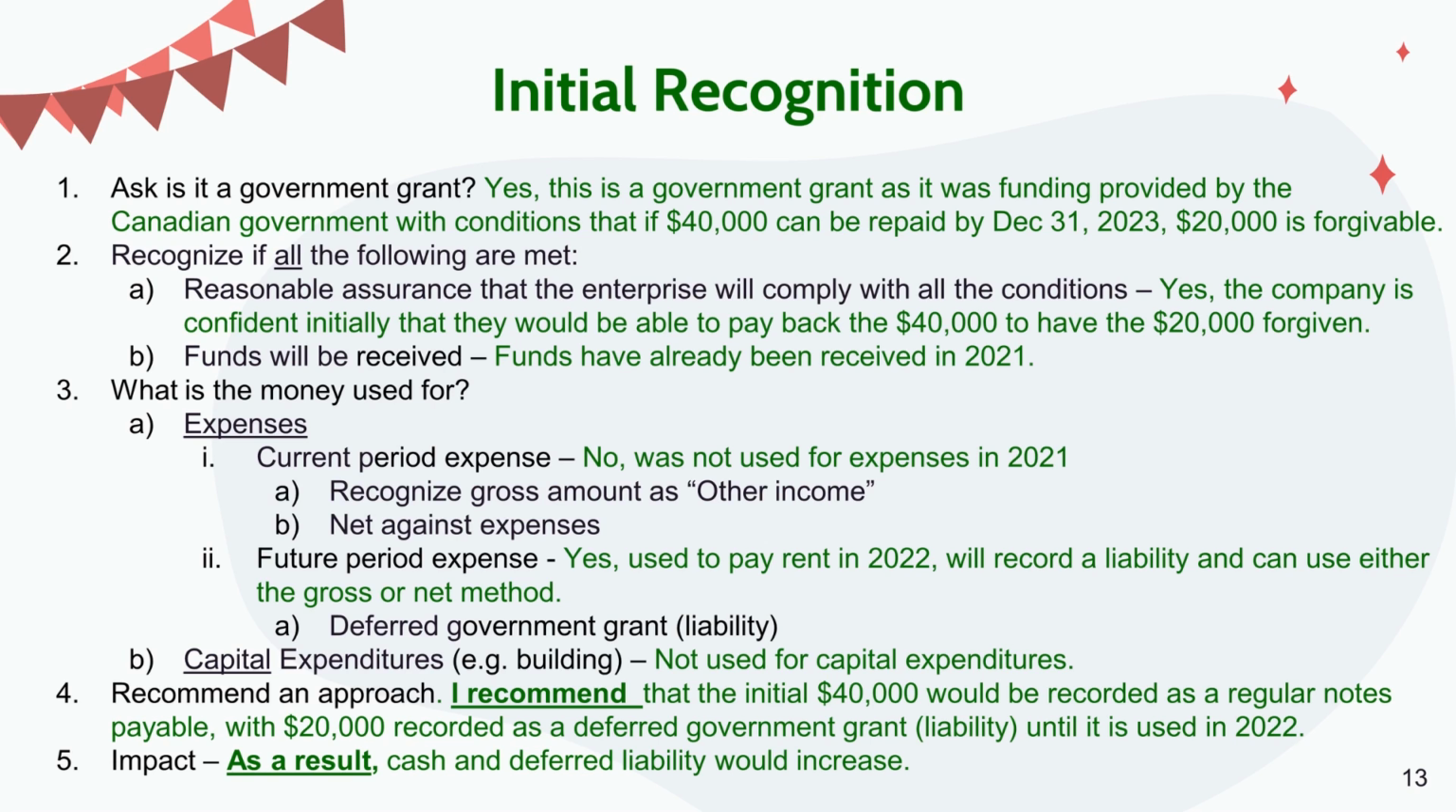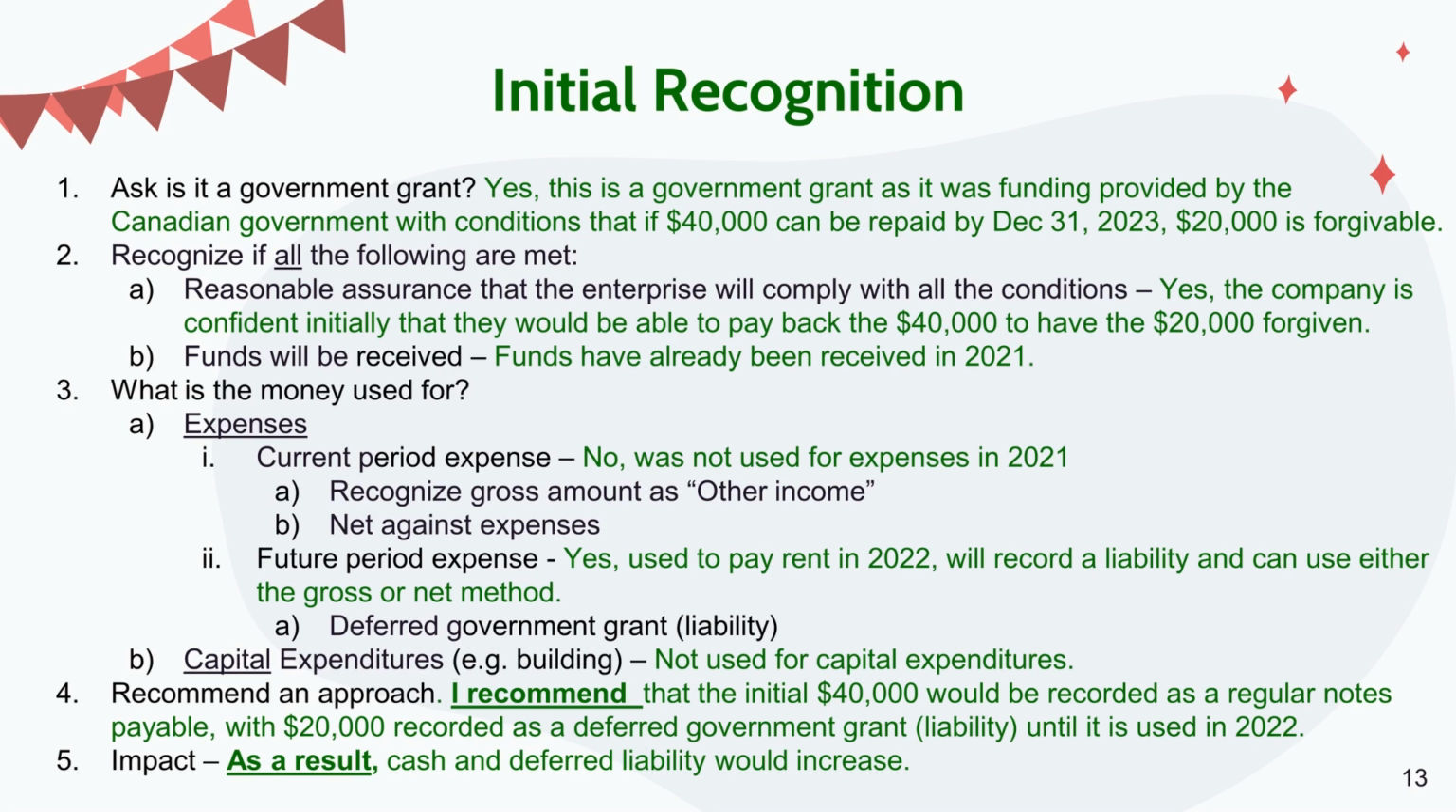And then the follow-up question would be if it is for current expenses or future expenses. And as nothing was expensed in 2021, it wasn't for current expenses. This means it was for future expenses because it was used for rent in 2022. So we would first record a liability, then we can use the gross or net method subsequently. In the next section, you have to provide a recommendation. Make sure when you start your recommendation, you always say, I recommend. And make sure that the phrase that you start with is very firm and straight to the point.